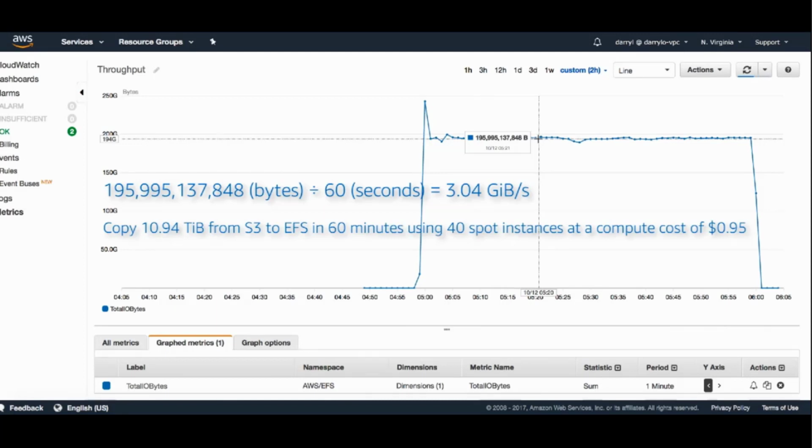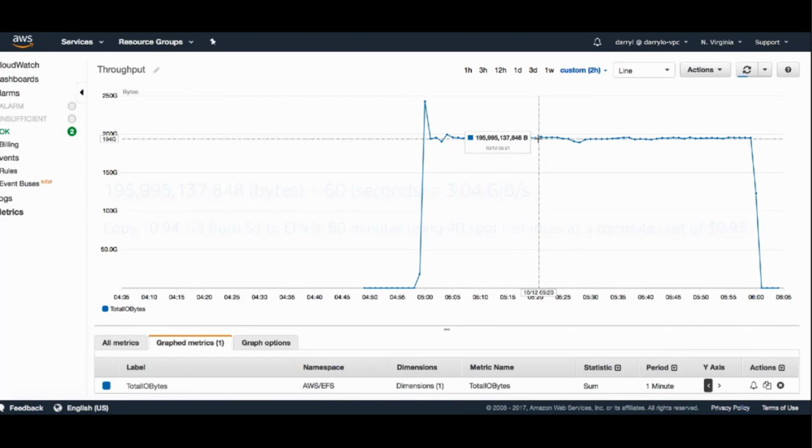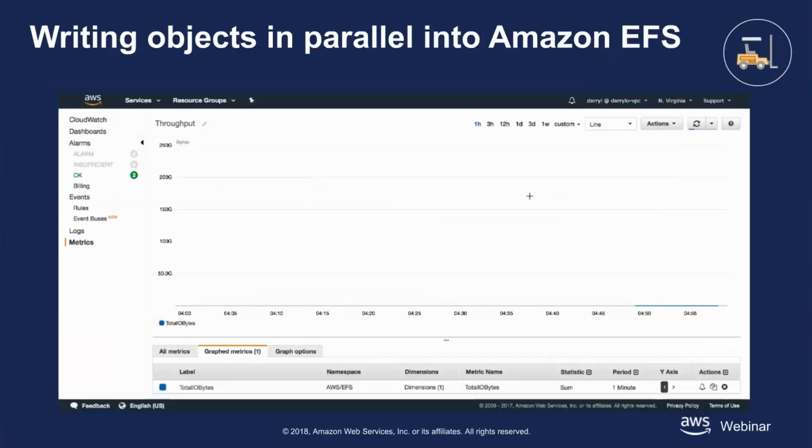And because of the per second billing for EC2, we only had a 95-cent compute cost to ingest this entire data set. So it was a very efficient, very economical way to ingest a large amount of data into an EFS file system.